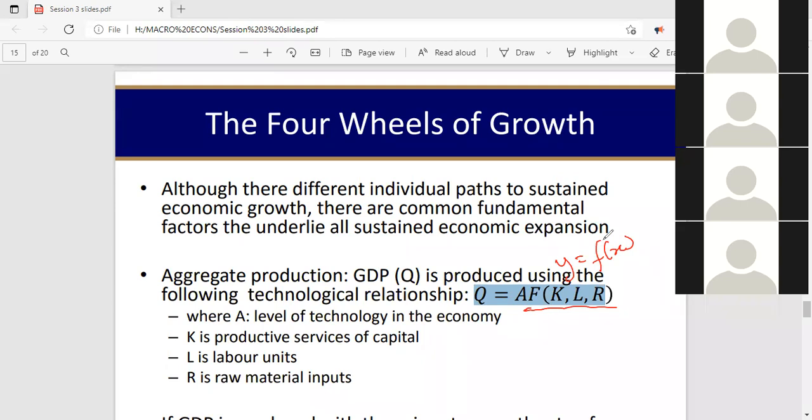So the A is the technology I was talking about. Then the K is capital. And in macroeconomics, I remember last time I spoke about capital. So when we say capital in macroeconomics, what do we mean? Who can help us? When we say capital in macroeconomics, what do we mean?